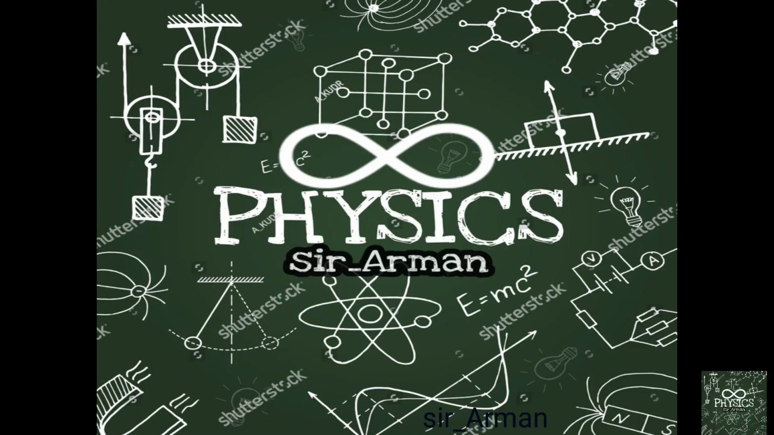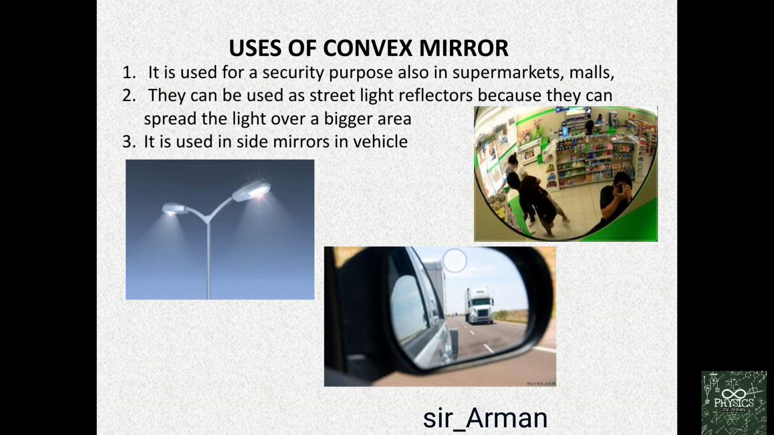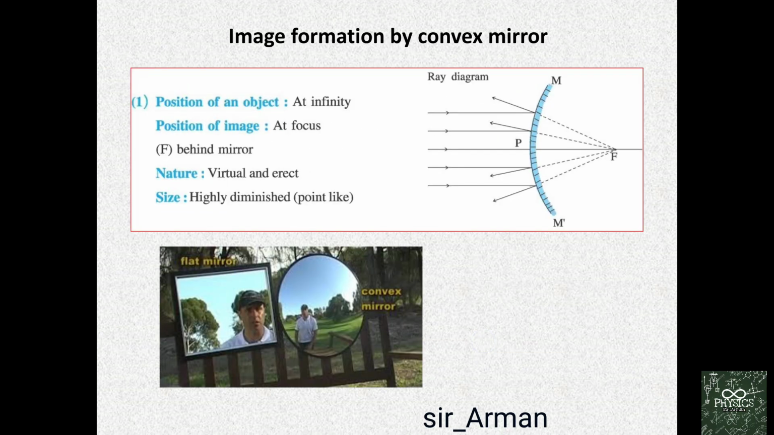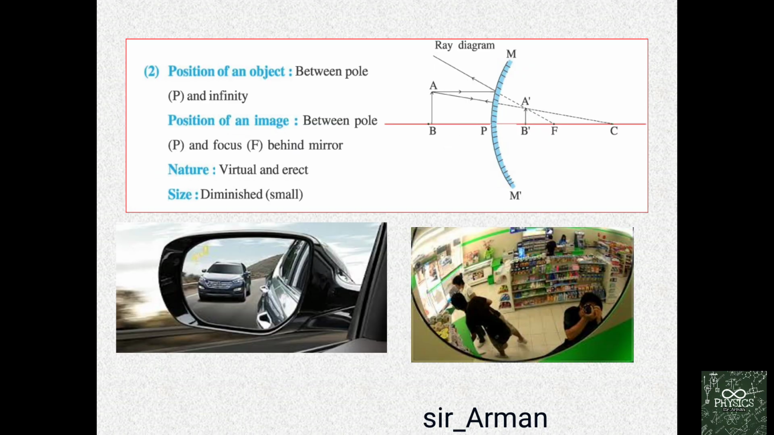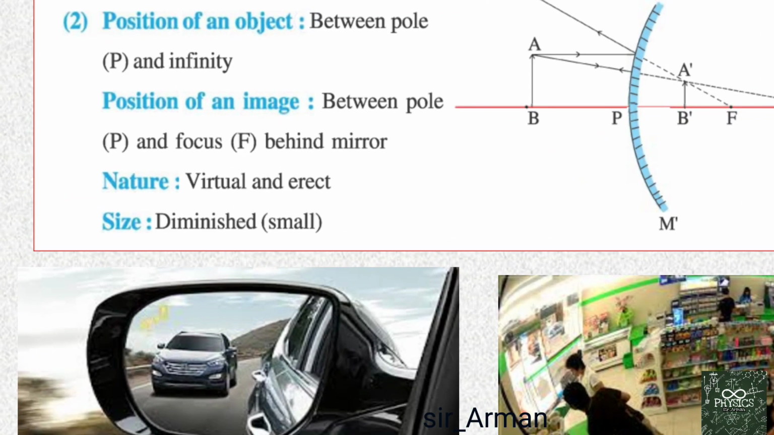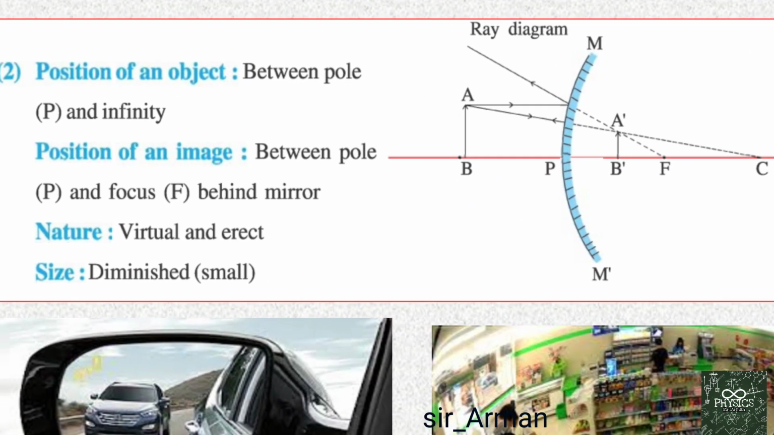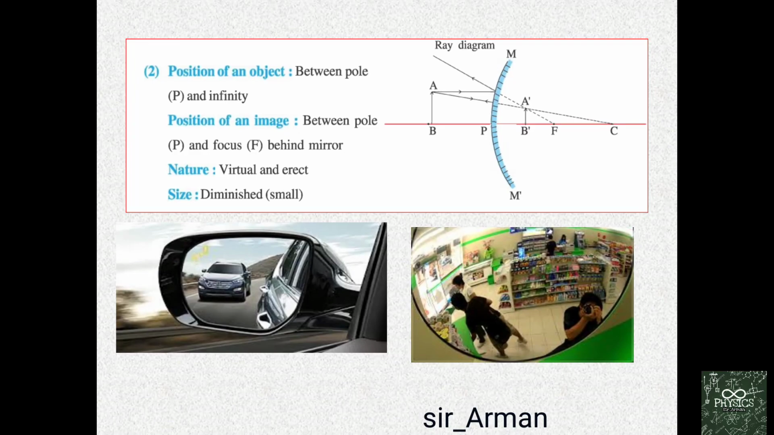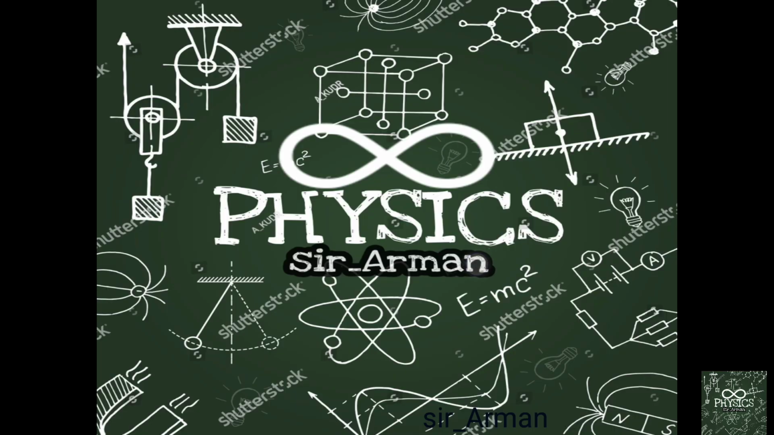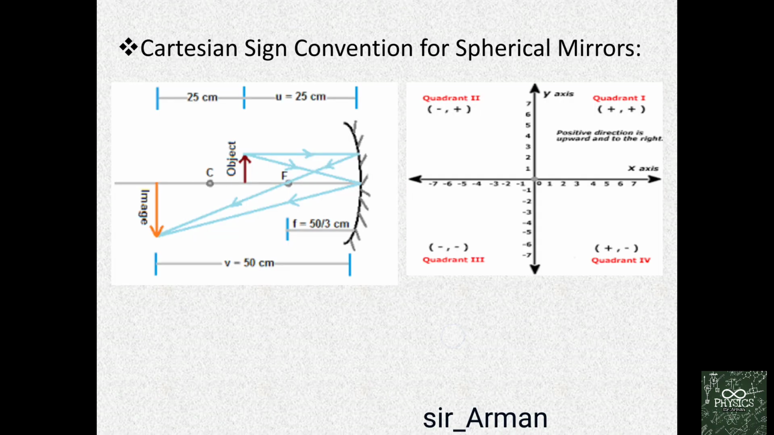In the last lecture, we had a discussion about uses of convex mirror, and for the different positions of the object, we obtained the image and also its nature and size. In those lectures, we obtained this with the help of a ray diagram. But in all cases, we don't need to draw the ray diagram. By just seeing the data, that is the distance of the image and the height of the image, we can easily determine the nature, and for that we need to learn Cartesian sign convention.